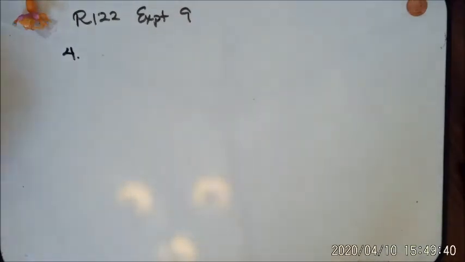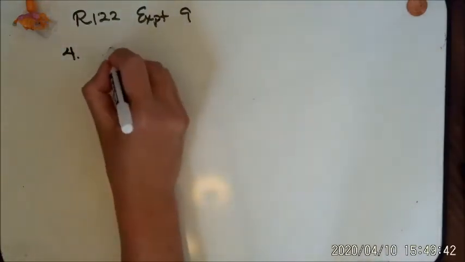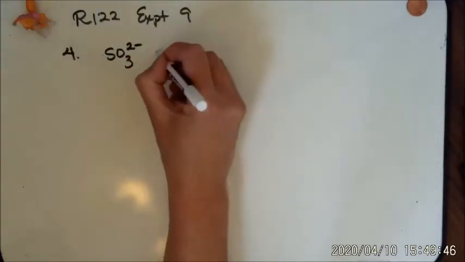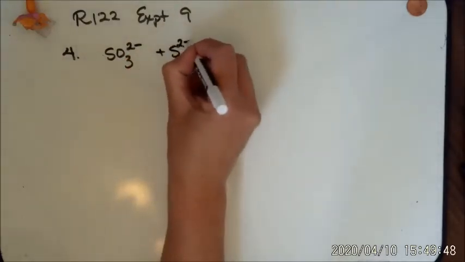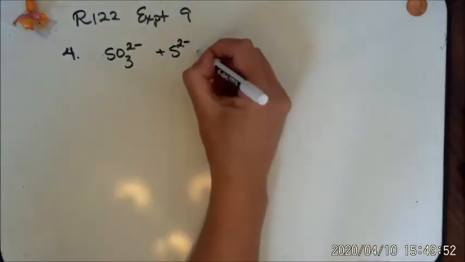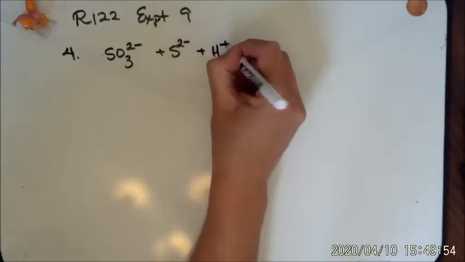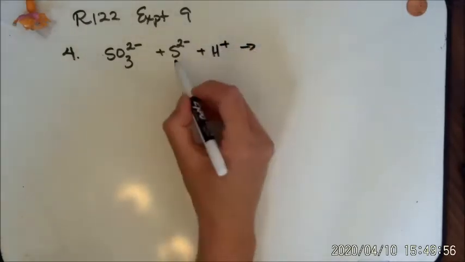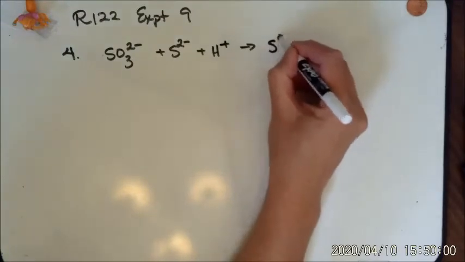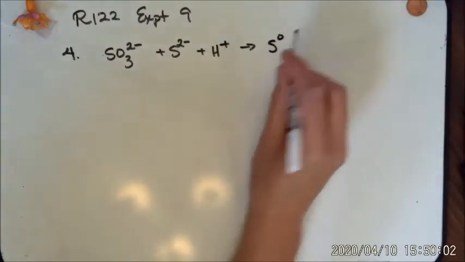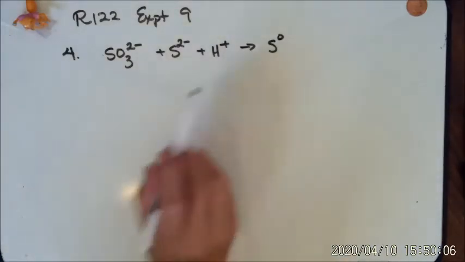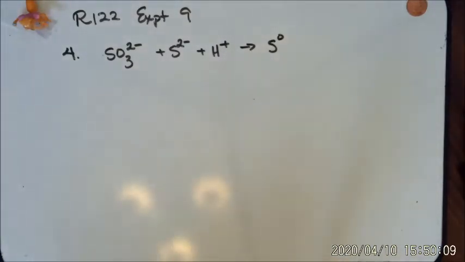Okay, so for number 4, why can't we have sulfite and sulfide in the same reaction? Okay, so in the presence of acid, your sulfide gets oxidized to sulfur. Your sulfite gets reduced to sulfur. So let's balance this out.